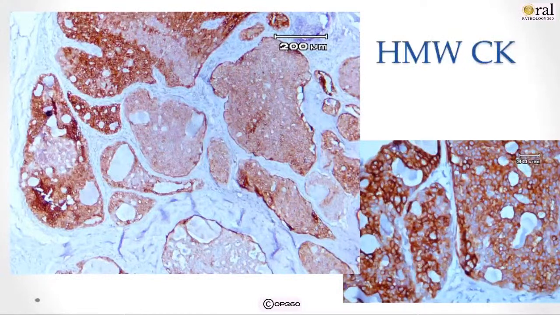For making a definite diagnosis, immunohistochemical studies were done, and on this slide high molecular weight cytokeratin staining is shown. As can be seen, diffuse strong cytoplasmic and membranous staining of high molecular weight cytokeratin was seen within this tumor.